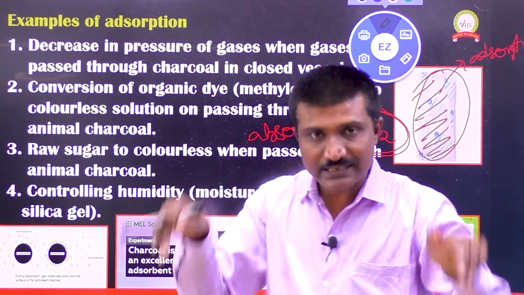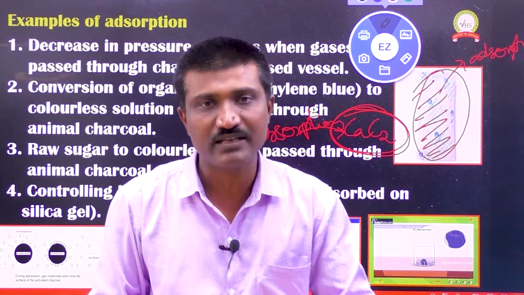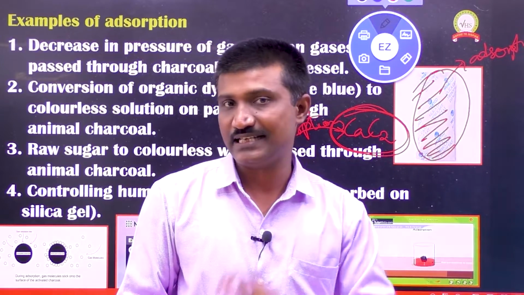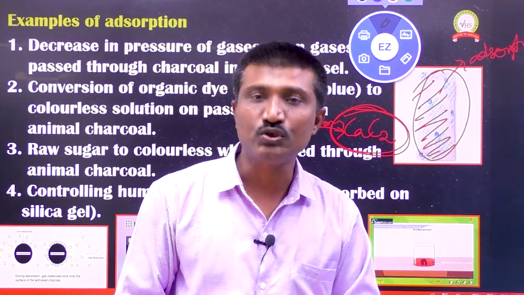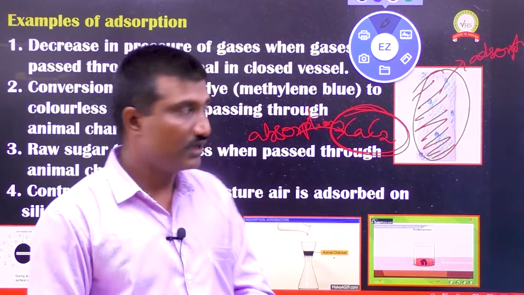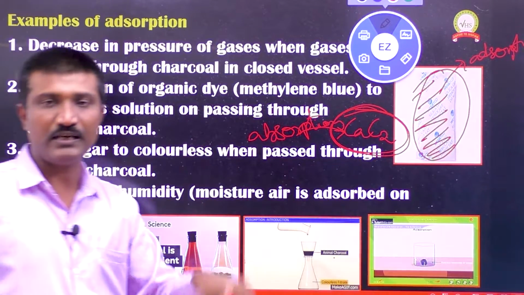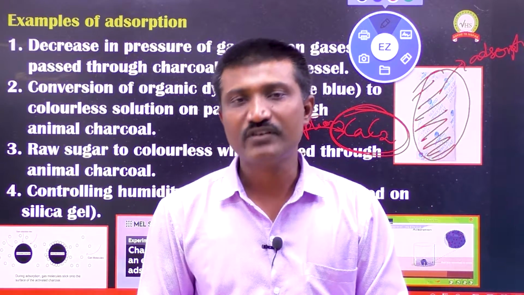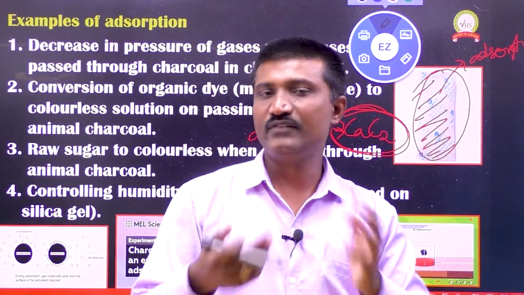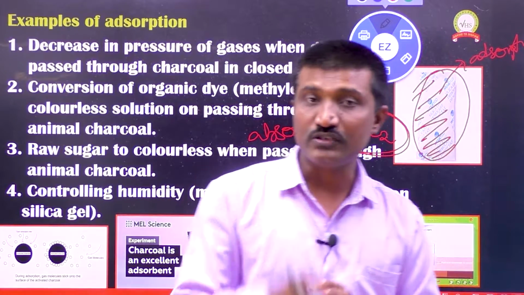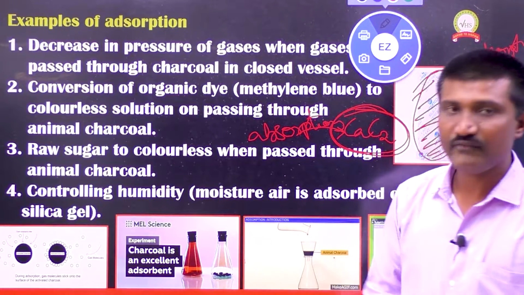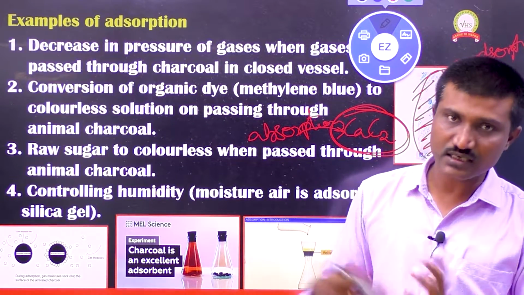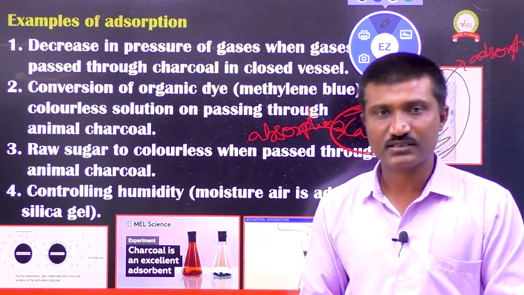If more air is present in our environment, then the pressure caused by that air is also more. If we want to decrease the pressure exerted by those gases, then we have to arrange animal charcoal or silica gel. If you keep it in the environment, then the air particles come and occupy the surface of the charcoal, so that the pressure of that environment decreases. So, to decrease the pressure of the gases, we have to pass those gases onto the charcoal. That is also an example of the adsorption process.